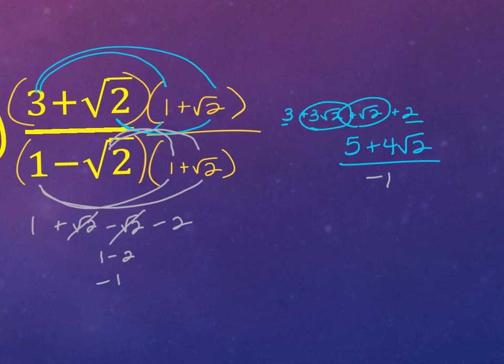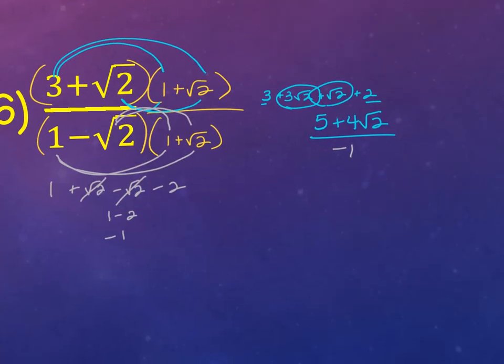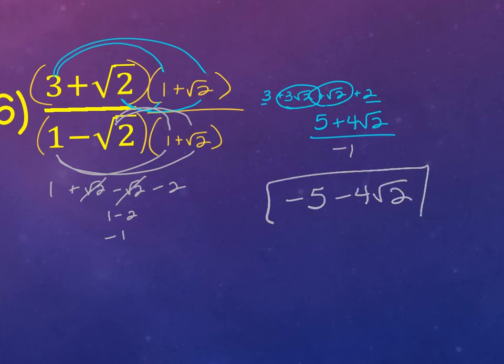Now what happens when you divide by a negative 1? The whole thing becomes negative. It just changes those signs, right? So this becomes negative 5 minus 4 root 2. That's the most simplified form. So if it's over 1, you want to get rid of the 1. If it's over negative 1, you change the signs on the top and also get rid of the 1.